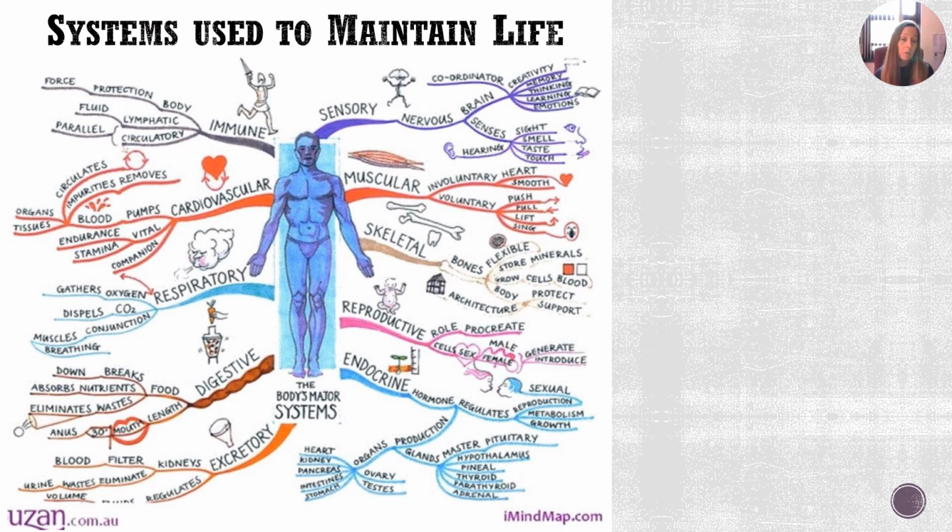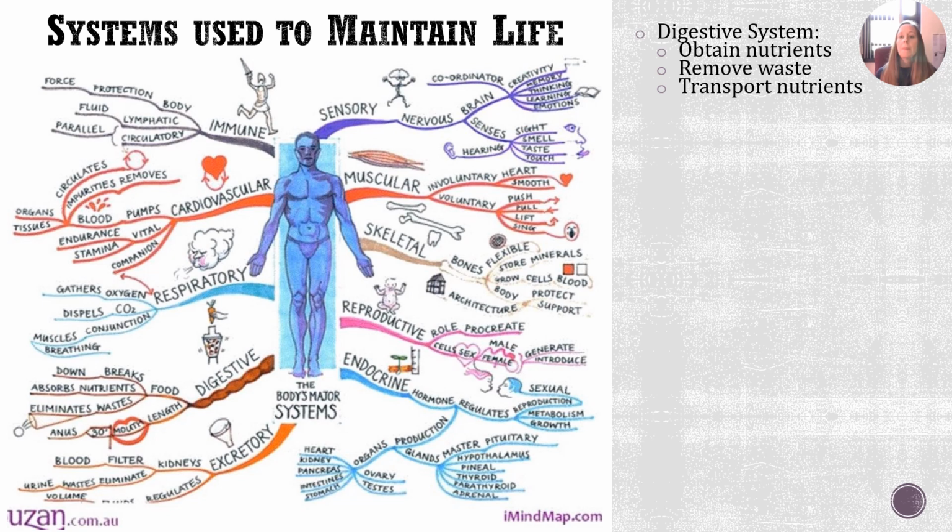Lastly, we're going to quickly go over the systems used to maintain life. So the first system that we talk about is our digestive system, right? Digestive system is used to obtain nutrients. This is how we eat food. It's used to remove waste, and this is how we remove our solid waste, undigestible material. And it's used to transport nutrients. So it brings nutrients through our bodies and breaks them down so that we can then bring them into our body.